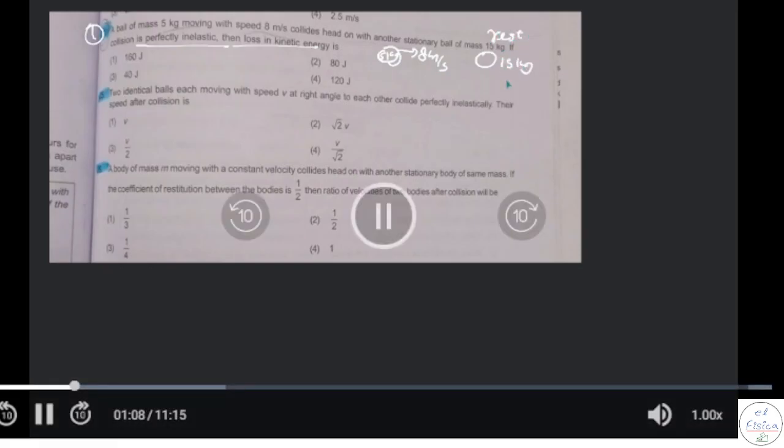So we have 5 kg that is moving with 8 meter per second and collides with a stationary object that is 15 kg, and that is at rest. This situation is just before collision. And after collision, 5 kg and 15 kg will stick together and move with a common velocity. Let's suppose that velocity is v, and this situation is after collision.